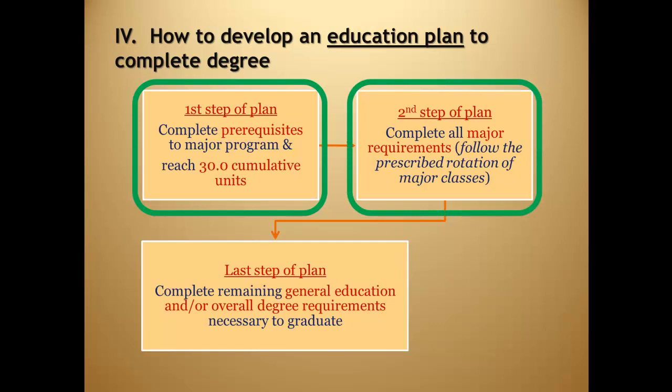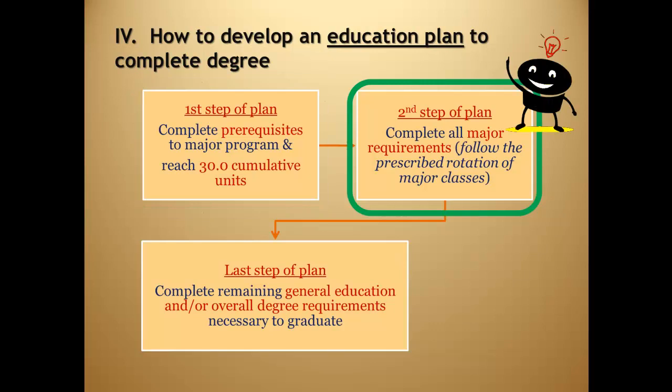Second, begin your major rotation of classes. This is the key to completing your degree in the most time-efficient manner. Because only some classes for your major are offered each semester, we have prepared a suggested rotation specific to your major. If you follow the rotation completely and cycle through the major classes as suggested, you will complete your major and concentration, if that applies, in 4 consecutive semesters.